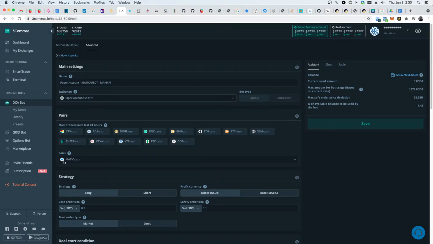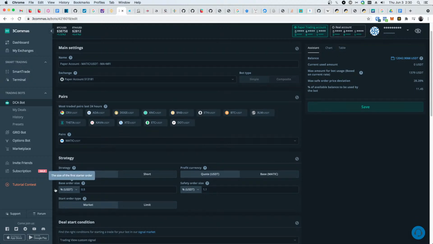Then you pick your pair. In the paper trading account, like I said, I had the Matic USDT, so I picked that. And we want a long strategy in the quote of USDT, because we're always going to buy Matic with USDT. In this particular account we had 12,000 USDT, a lot of money, and that's why the numbers are so low.